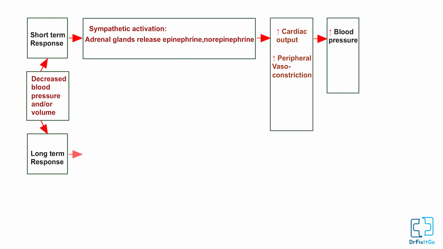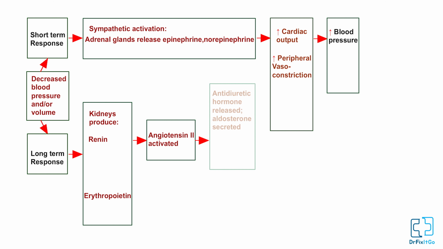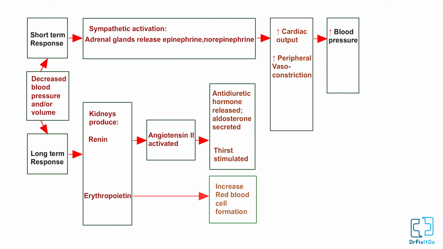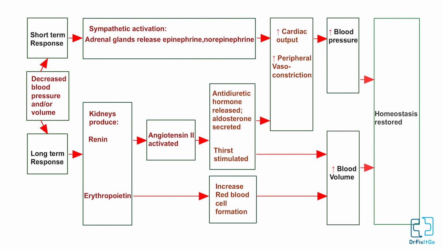The long-term response involves the kidney producing renin, which initiates the process. This leads to angiotensin II activation, which results in antidiuretic hormone release, aldosterone secretion, thirst stimulation, and increased red blood cell formation. The ultimate result in this process is increased blood volume, which restores homeostasis.